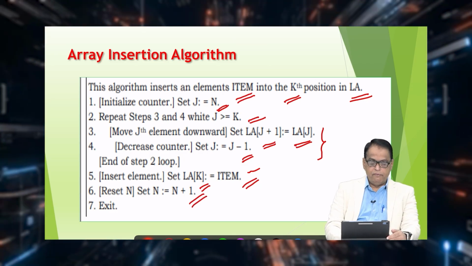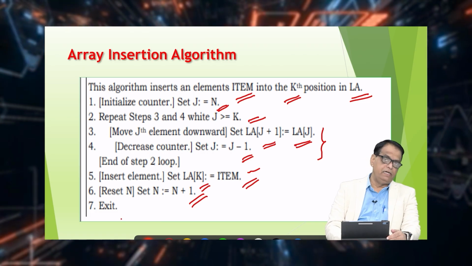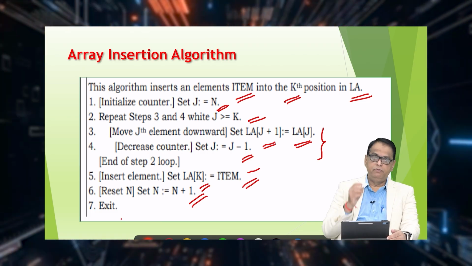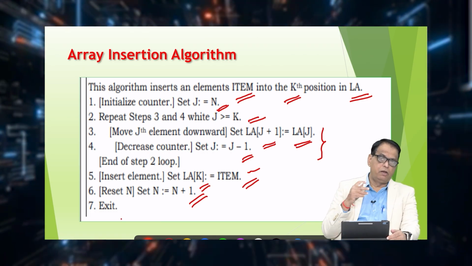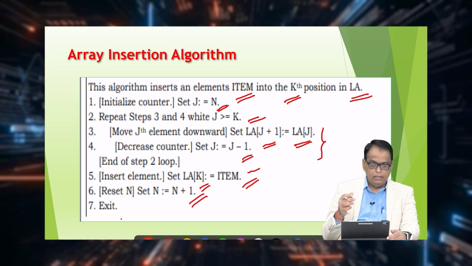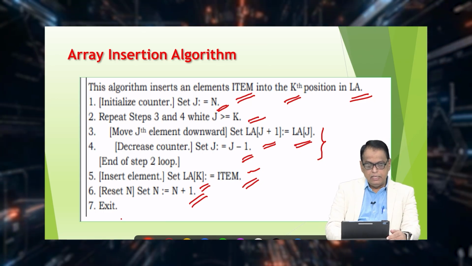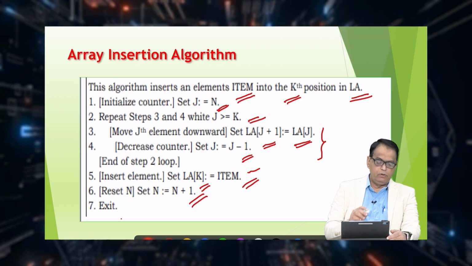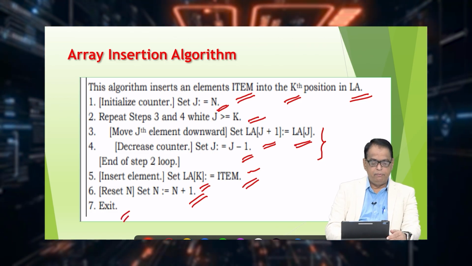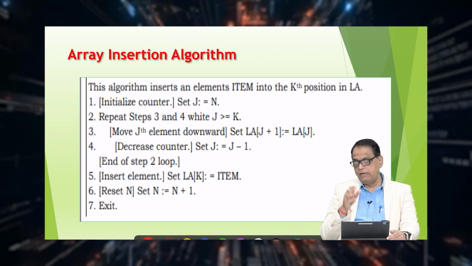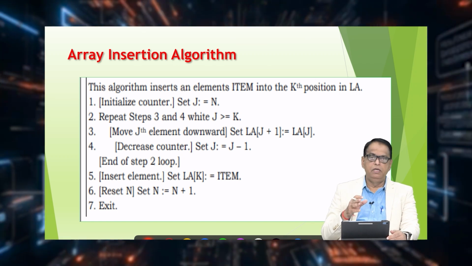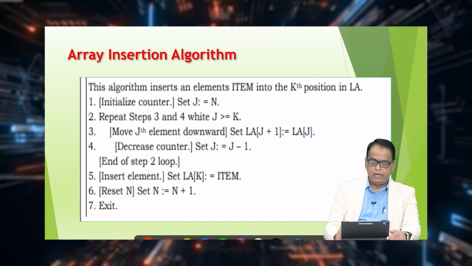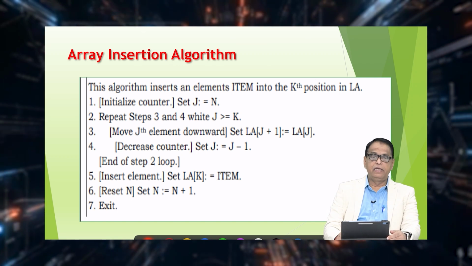And then we will reset the number of elements of the array, N = N + 1, because we have already added one element. So the number of elements of the array is increased by 1, and therefore we will set N = N + 1, and the final step will be the exit. So these are the 7 steps that we need to perform in order to add a new element into the array at the kth position.